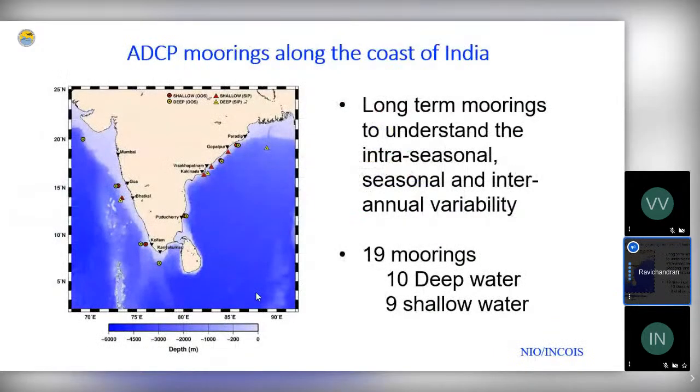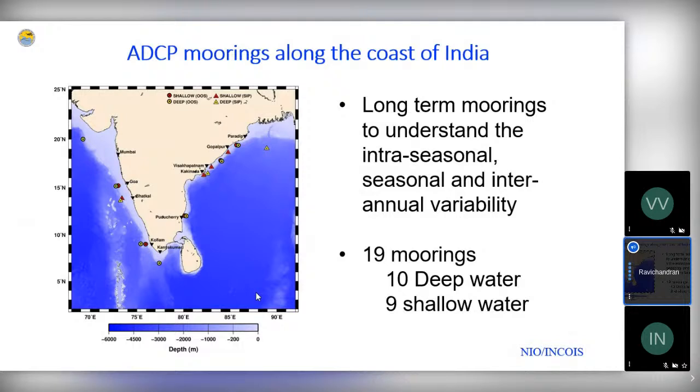Then later on, in 2008 or 9 or so, came the ADCP moorings along the Indian coast. These are basically long-term moorings to understand the intra-seasonal, seasonal, and interannual variability, both on the shelf as well as off the shelf, to try to understand the entire coast.